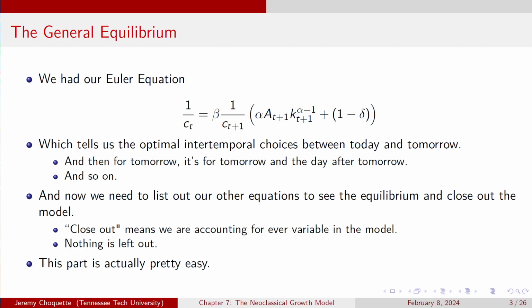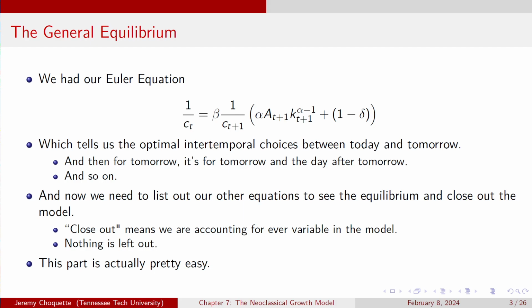So we had the Euler equation, right? You will have seen this ad nauseam by the end of the course, I promise you. You'll be able to recite this thing in your sleep. It's 1 over C_t equals beta times 1 over C_t+1 times the marginal product of capital less depreciation. And this tells us the optimal intertemporal choices between today and tomorrow, or really today and the next period. It doesn't have to be tomorrow. But for the next period, it would be for the period after that, and the period after that, and so on and so forth.